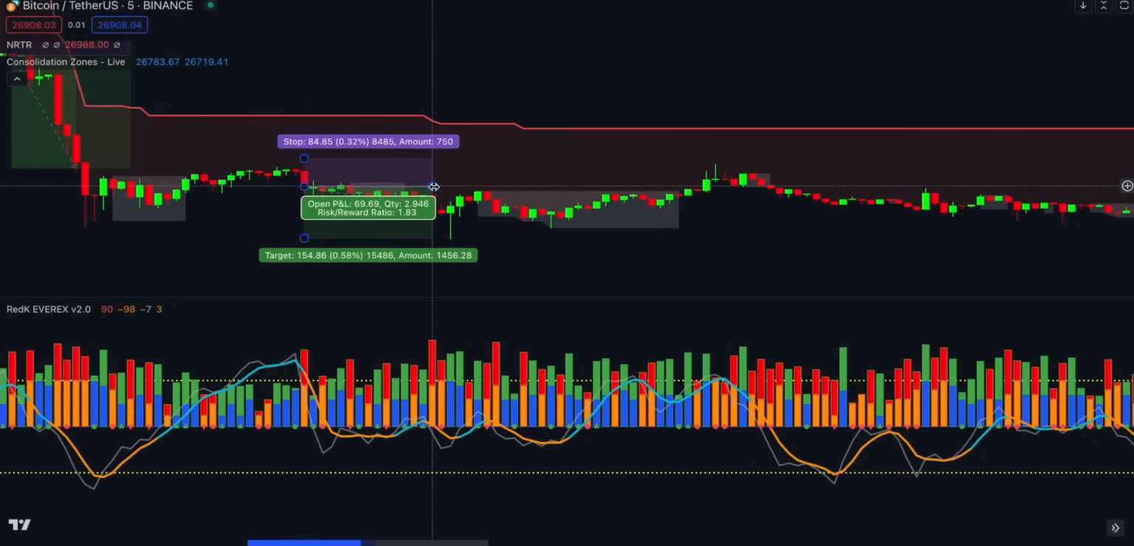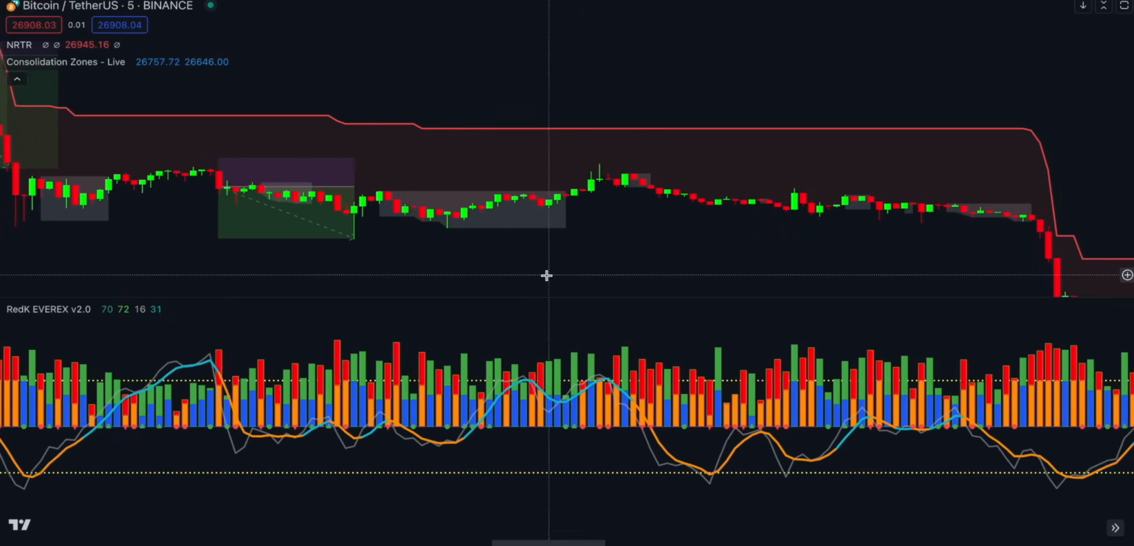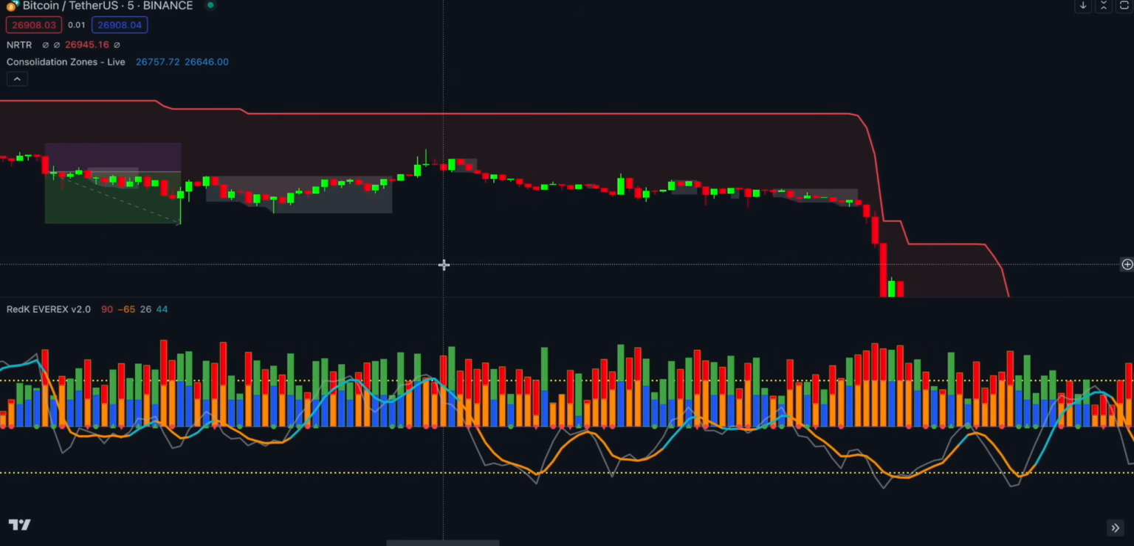Overall, the red K EverX is a super useful and versatile tool. Give it a try and I'm sure it will no doubt make you a lot of money.